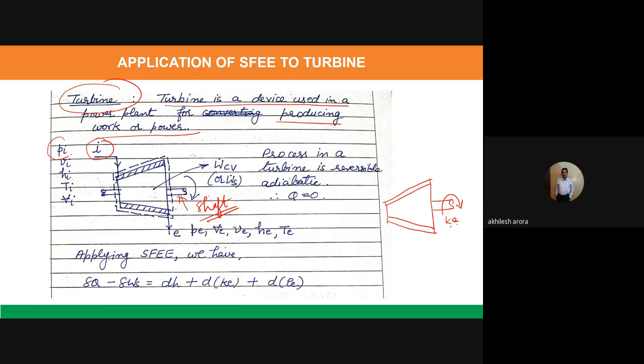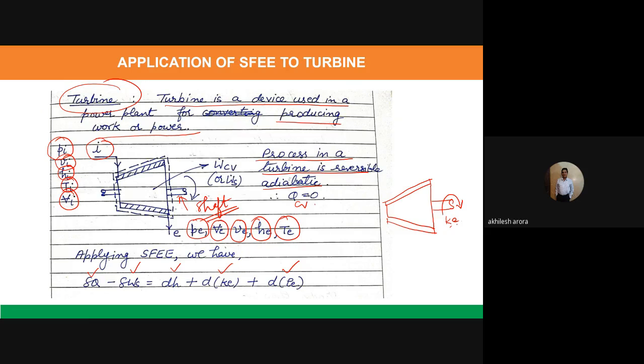The pressure at inlet to the turbine is Pi, specific volume is Vi, enthalpy is Hi, temperature is Ti, velocity is Vi. And similarly, we have the various terms which are there at the exit of the turbine. One more thing, like other cases, process in a turbine is also reversible adiabatic. Once it is a reversible adiabatic, Q CV is equal to 0. So now we can apply the steady flow energy equation, which is delta Q minus delta Ws is equal to dH plus dKE plus dPE. So this is the steady flow energy equation.